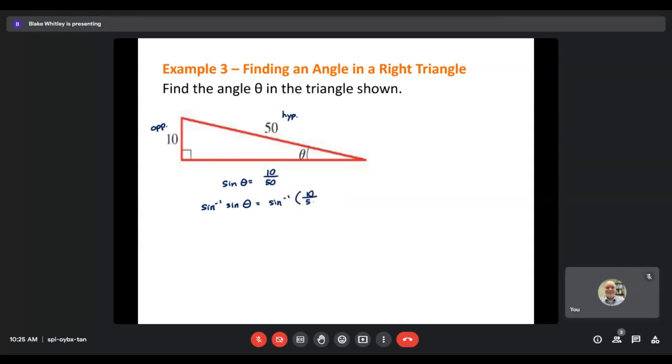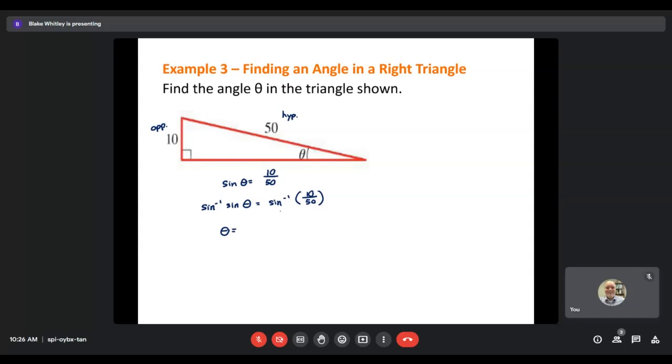Okay, and if you'd like to simplify the 10 over 50 to 1 over 5, that's perfectly fine. We're going to end up using a calculator anyway, and so it really doesn't matter if we simplify that first. All right, now what's going to happen over on the left-hand side is our inverse sine and our sine are going to cancel each other out. And so that's going to leave us with theta.